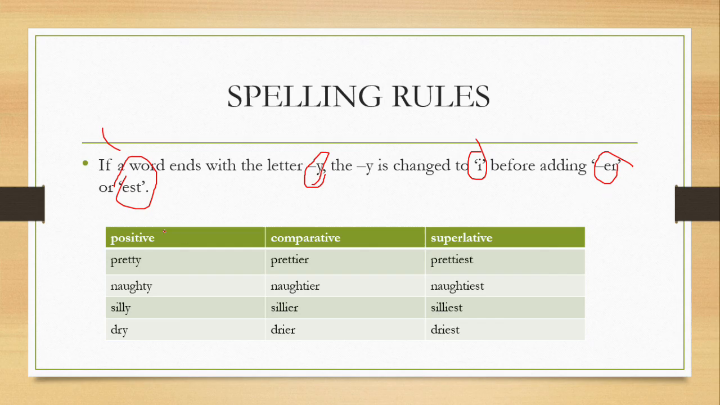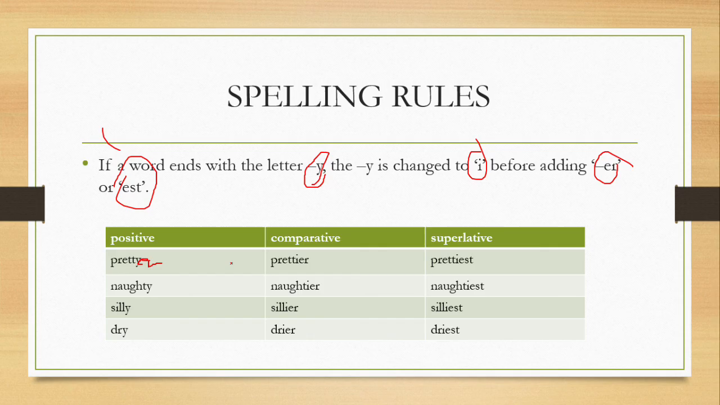So under comparative, we are simply going to add the ER. But the rules say you should first of all change the Y to I. So that's why I've changed the Y, it has become I here. Then we have added the what? The ER. Prettier. She is prettier than that one. Then, even under superlative, you add EST. So it's prettiest. So you don't add ER to a word with Y at the end. You just say prettier.